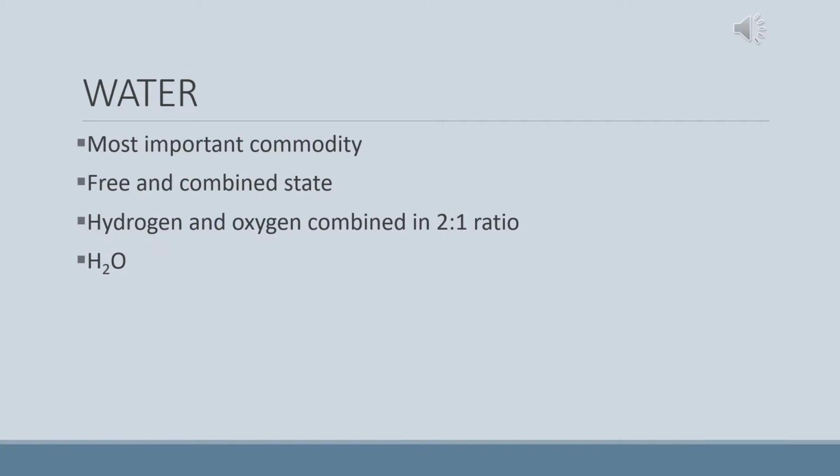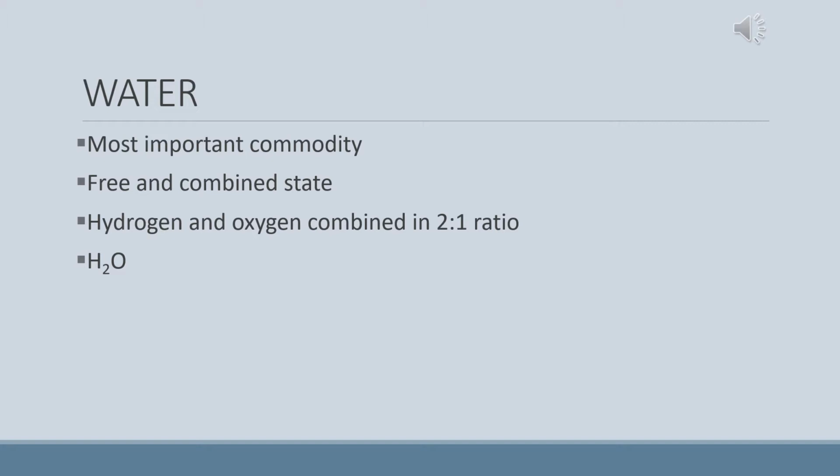So water is the most important commodity because our body is made up of water and we also need water for all of our daily chores and everything. So it is actually very important for our survival and also the survival of all the animals and all the plants as well. Now the water can exist in two states.